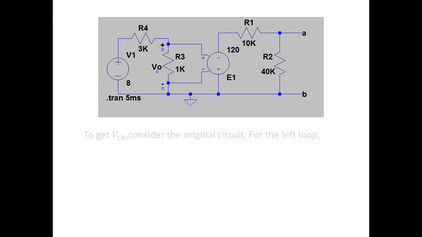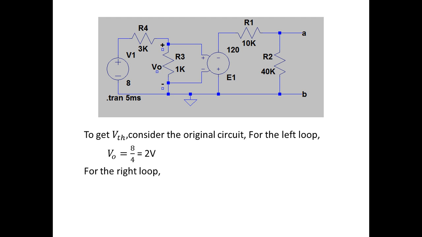To get VTH, consider the original circuit for the left loop. On applying KVL to this left loop, we get V0 is equal to 8 by 4, which is equal to 2 volts. So for the right loop, VR is equal to VTH, which is equal to 40 into minus 120 V0 divided by 50. So substituting the value of V0 as 2 volts, we get minus 192 volts.